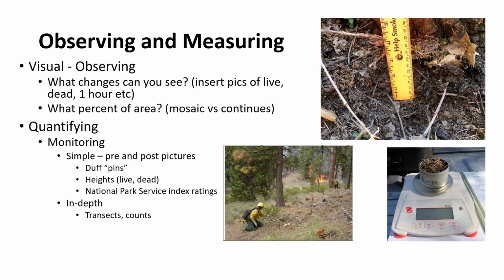But we also do very detailed measurements where we literally count the number of sticks intersecting a transect, and we look at belt transects and estimate the cover and measure the heights and density of all the live components, grasses versus shrubs, etc. So there are in-depth ways to do it. And then there's this really great tool that the National Park Service developed, which are fire severity index ratings. Those you might be interested in. I'll show you an example later on.